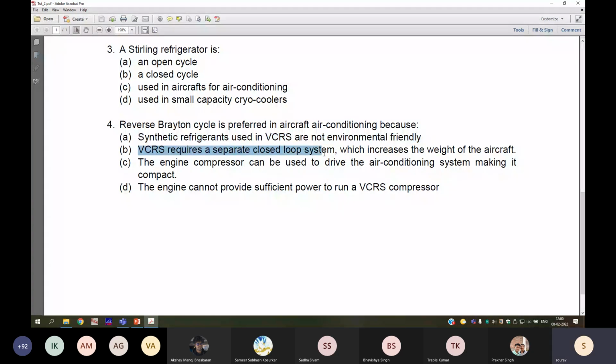A VCRS system requires a closed loop system and you have to carry that closed loop system always along with the plane. And that's why when it comes to a halt on the ground, we use an external VCRS system to provide the air conditioning. People say, why not use a battery and drive a secondary VCRS loop and provide the air conditioning? But then again, you'll have to carry that, so less payload. And definitely the engine compressor can be used to drive the air conditioning system. So reverse Brayton cycle is preferred because the engine compressor is driving a part of the air conditioning system. So the amount of compression is partly taken directly from the engine compressor.